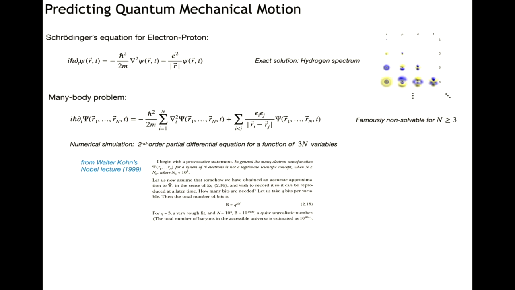Nobel lecturer, Walter Kohn, 1999, who argued, even provocatively argued, that the quantum many-body wave function is not a legitimate scientific concept. So the essential point here is that the amount of information that you would need to describe the wave function of many electrons, for example, quickly exceeds the amount of matter in the entire universe. So even for 1,000 electrons, this would exceed the amount of matter in the entire universe.